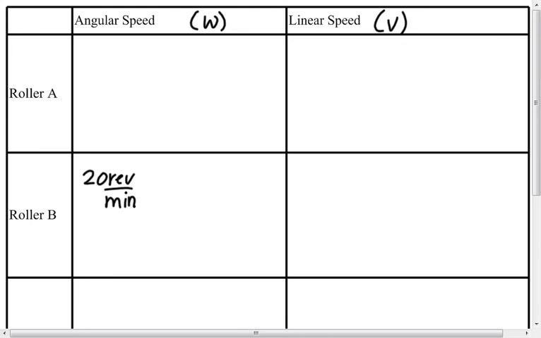When you report angular speed or when you use it in the other formula, it has to be given to you in radians. And so you need to remember that one revolution, or one trip around the circle, is 2 pi radians. The revolution needs to be on the bottom so that they will cancel with each other like that. Okay, and when I multiply that out, I will get 40 pi radians per minute.